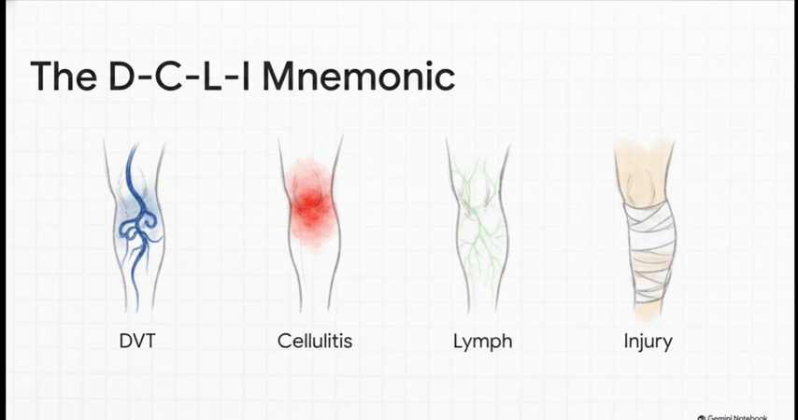D is for deep vein thrombosis. C is for cellulitis. L is for lymphatic obstruction, and I is for injury. Every single time you see unilateral swelling, just run these four culprits through your head.